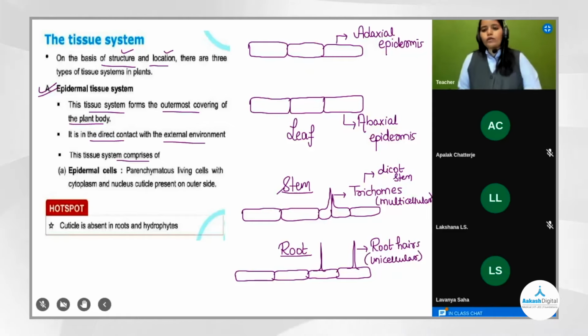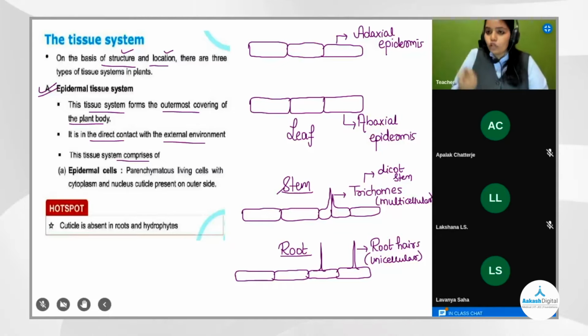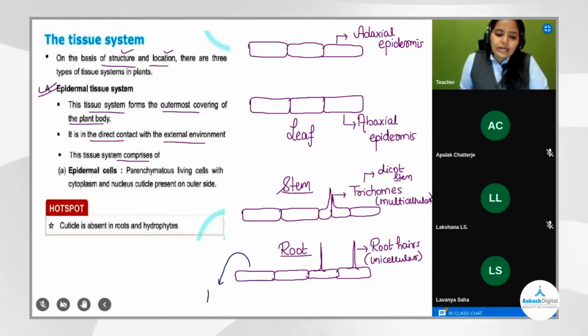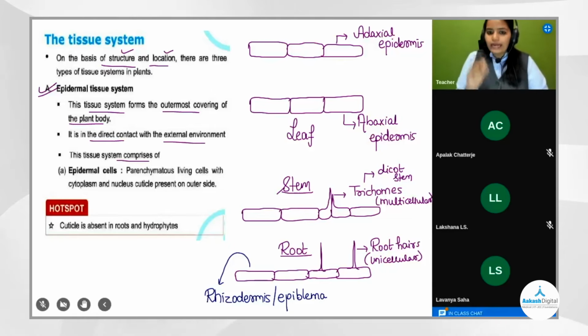Now, in case of root, do I need a waxy layer called cuticle around the root epidermis? Do I need that? See, cuticle helps prevent loss of water, but we know that roots are required for absorption of water. So that is why there is no need of cuticle, right? Such an epidermis which is so different from the epidermis of stem or the leaf, we call it rhizodermis as well. Or we can even call it epiblema. Okay, that is for the root epidermis. I hope everyone is clear.